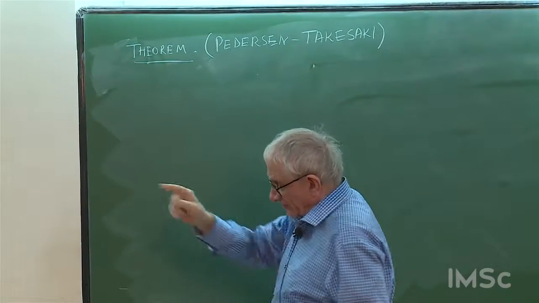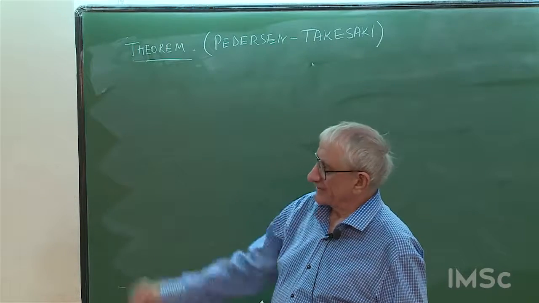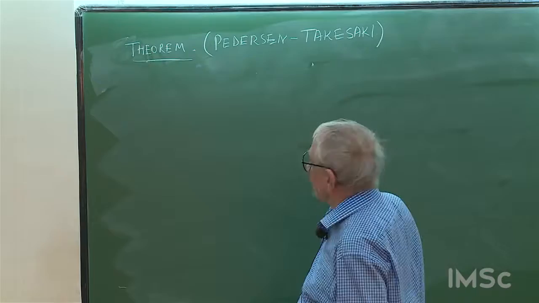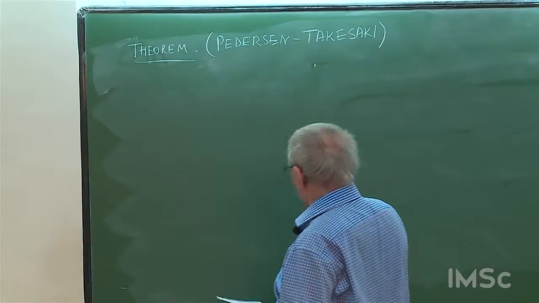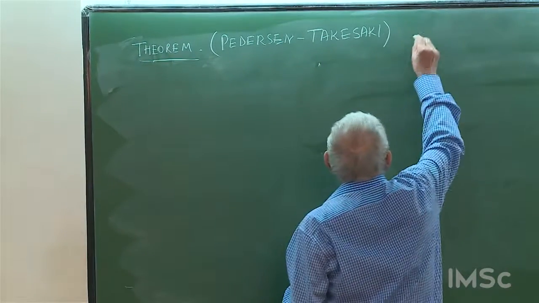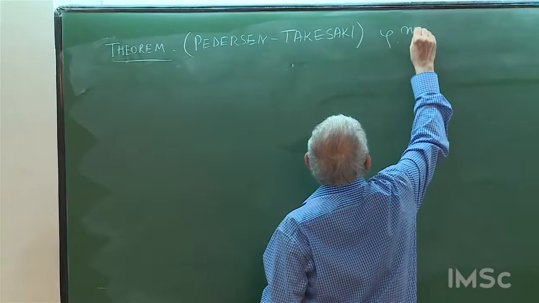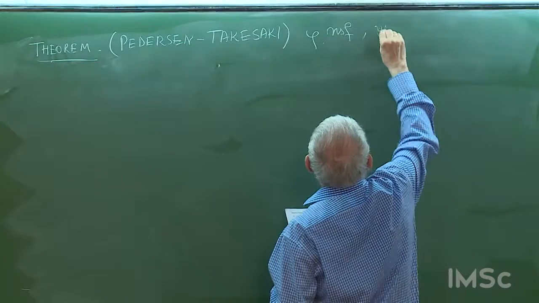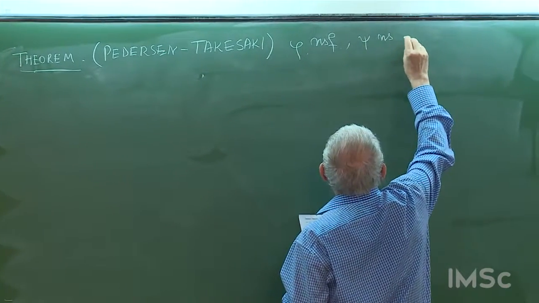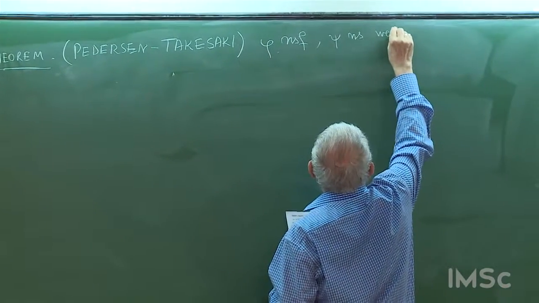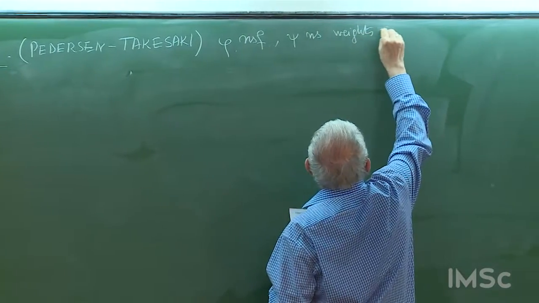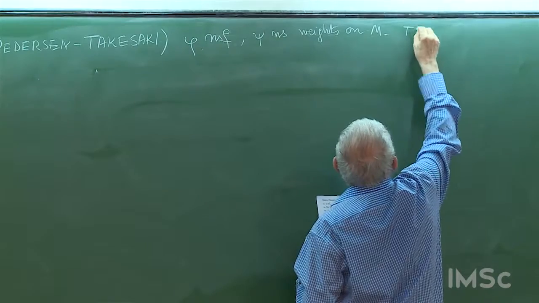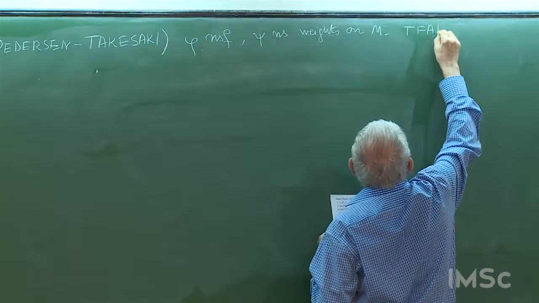Also, the construction I presented here is called the Pedersen-Takesaki construction of phi sub a. And so, you have phi, an NSF weight. You have psi, both normal, semi-finite weights on M. Then the following assertions are equivalent.